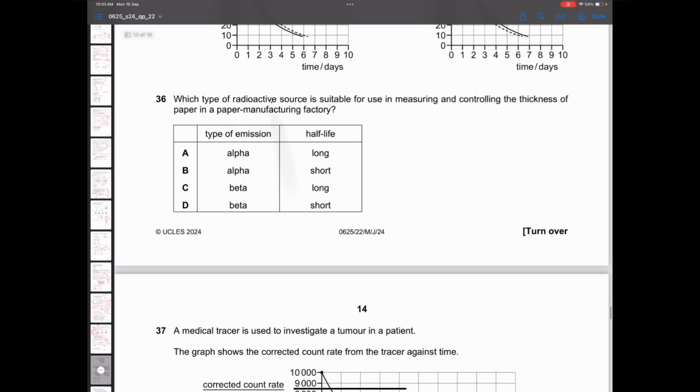Which type of radioactive source is suitable for use in measuring and controlling the thickness of paper? For the thickness of paper, alpha particles are used and the half-life needs to be long. So answer A will be correct.